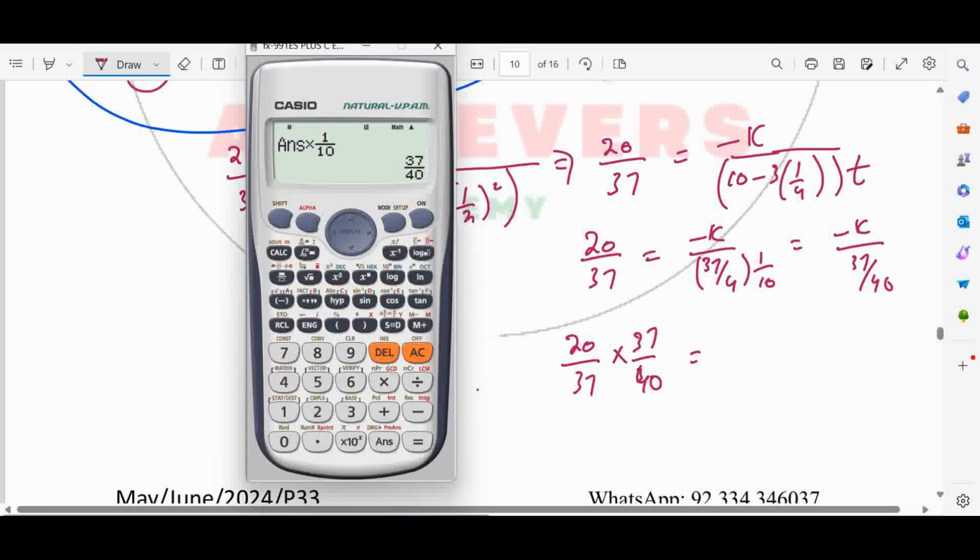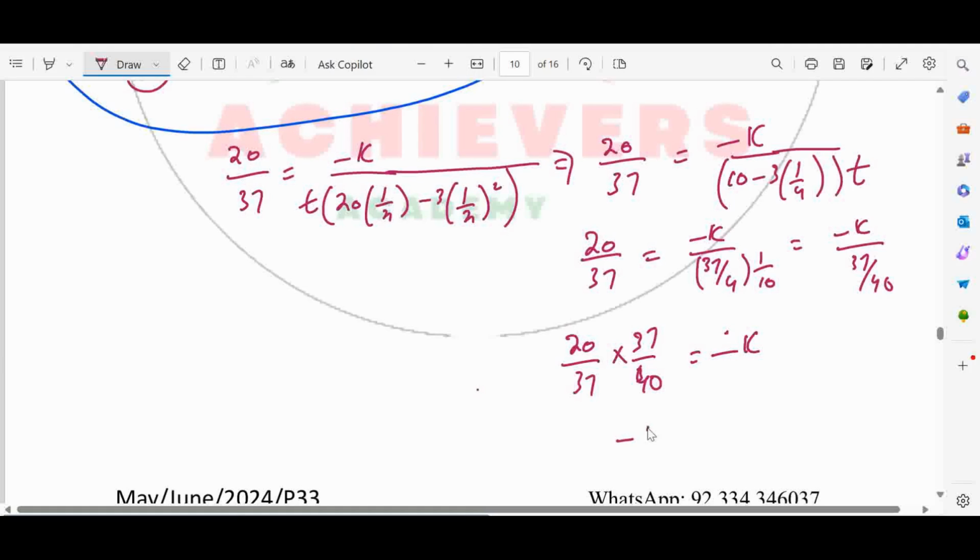So 20 by 37 multiplied by 20 by 37. So this will be equal to 1 by 2. So negative k is equal to 1 by 2, which means k is equal to minus 1 by 2.